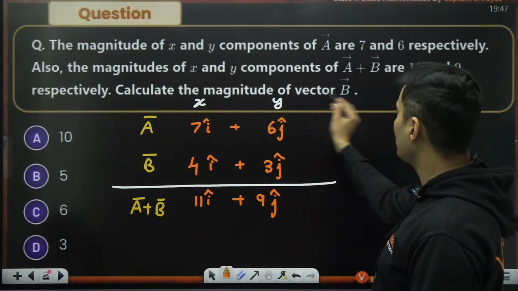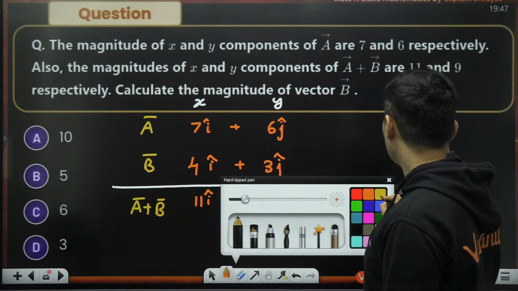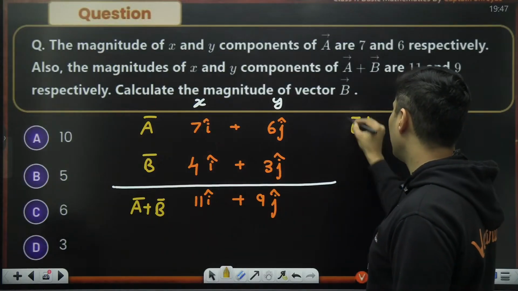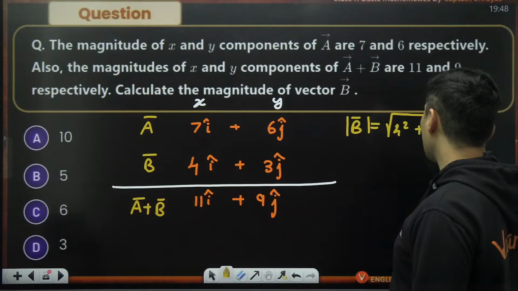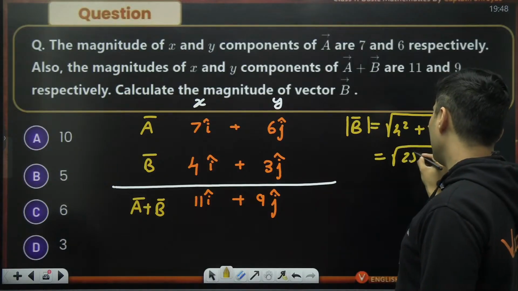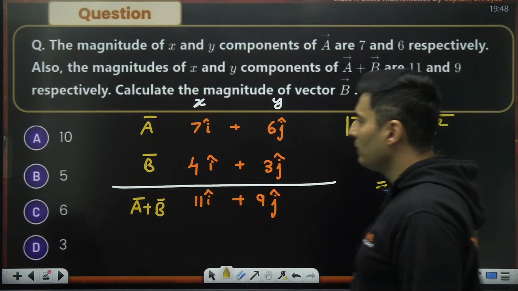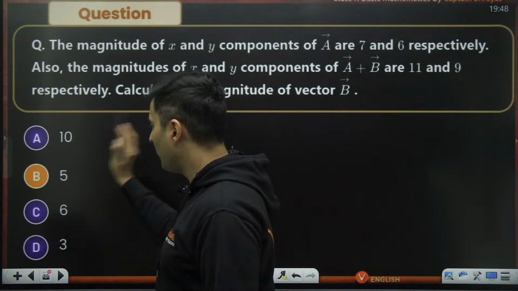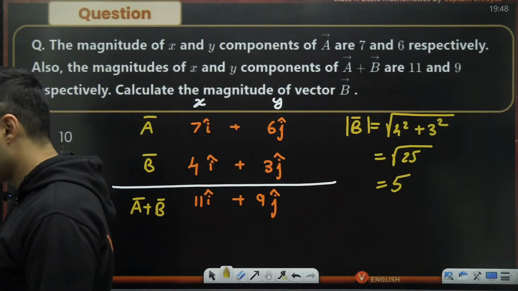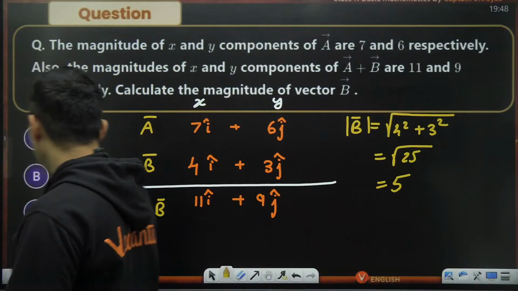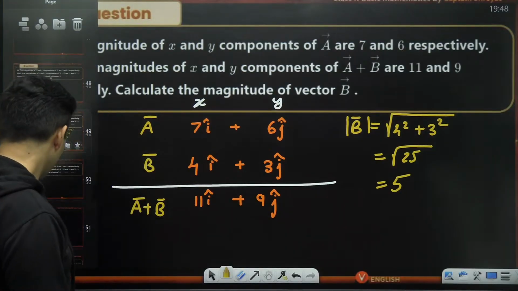The question is, what is the magnitude of vector B? Okay, so the magnitude of vector B will be root of 4 square plus 3 square, which is root of 25, which is 5 units. 5 units is option B. Perfectly correct, guys. Done, dusted. Yes, option B. Awesome, isn't it? That's how you need to do these questions.